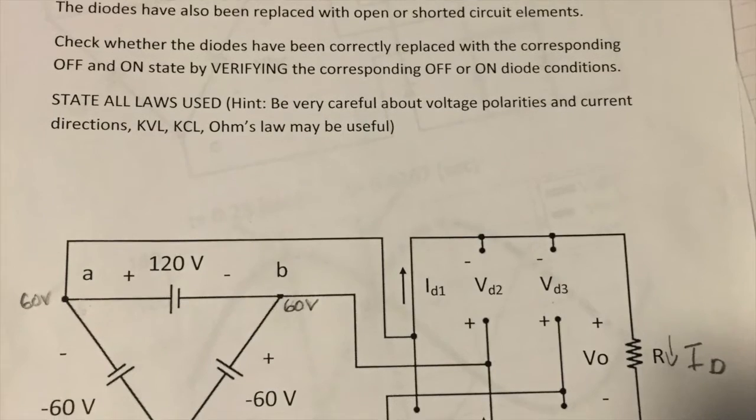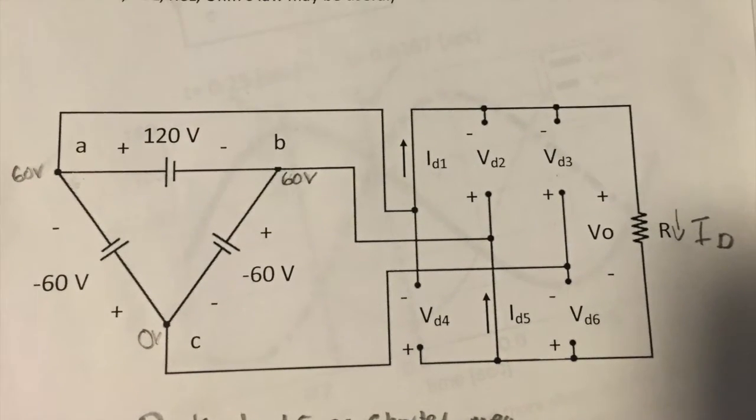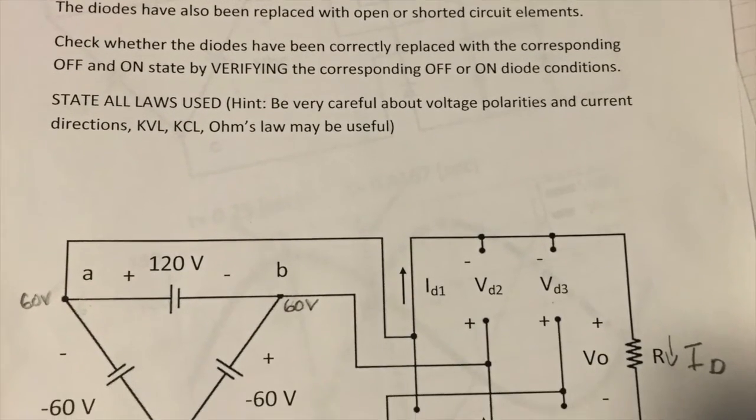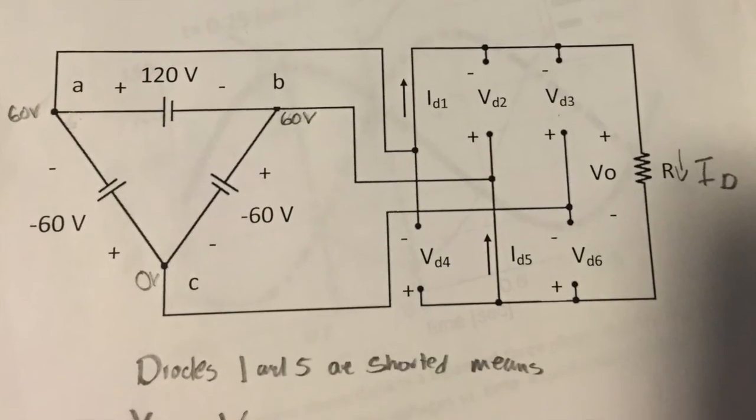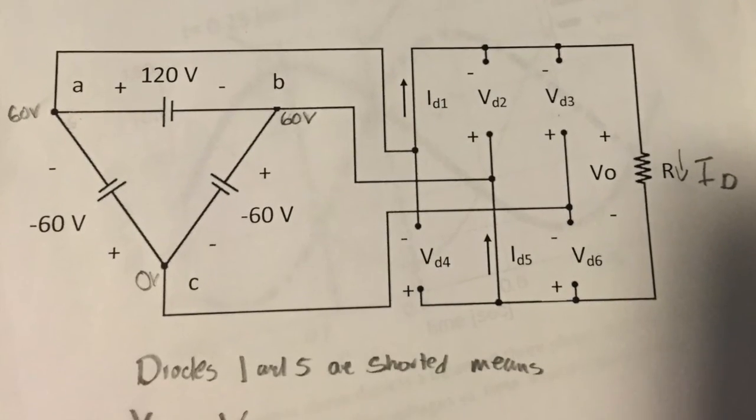Now I can confirm and say yes, because diodes 1 and 5 are shorted, VO equals VAB, so VAB is 120 volts, meaning that our output voltage is 120 volts. Thank you very much.